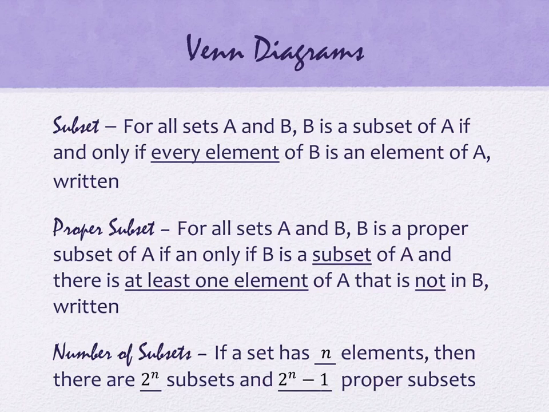A subset. If we have two sets A and B, and all of the items in A are also in B, then we would say that A is a subset of B. And it's written like this. I wrote it backwards according to how my description was. Sorry. B is a subset of A is the way I've got my description. So B is a subset of A. There we go.